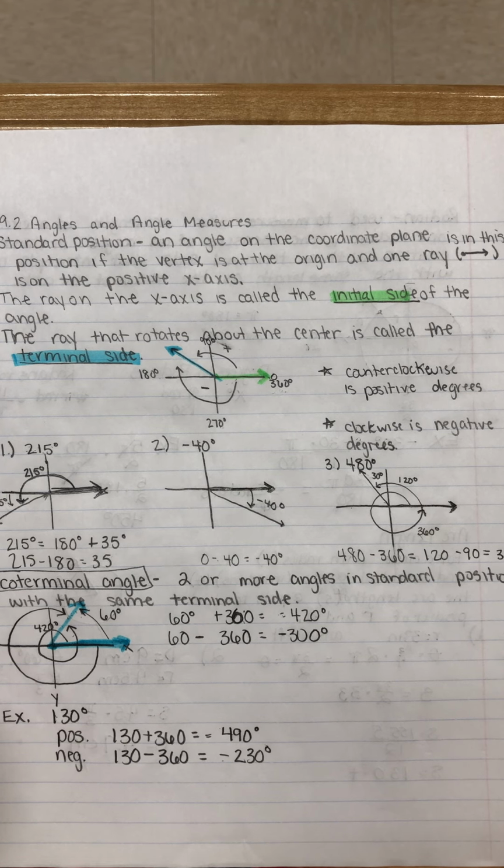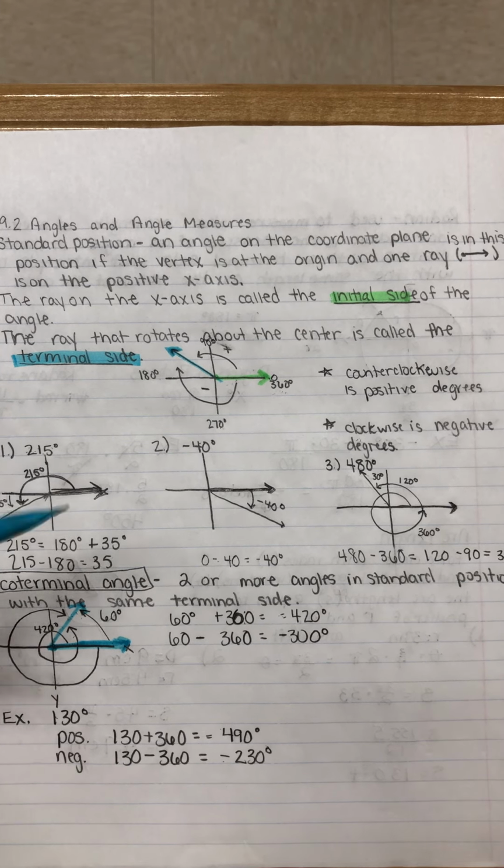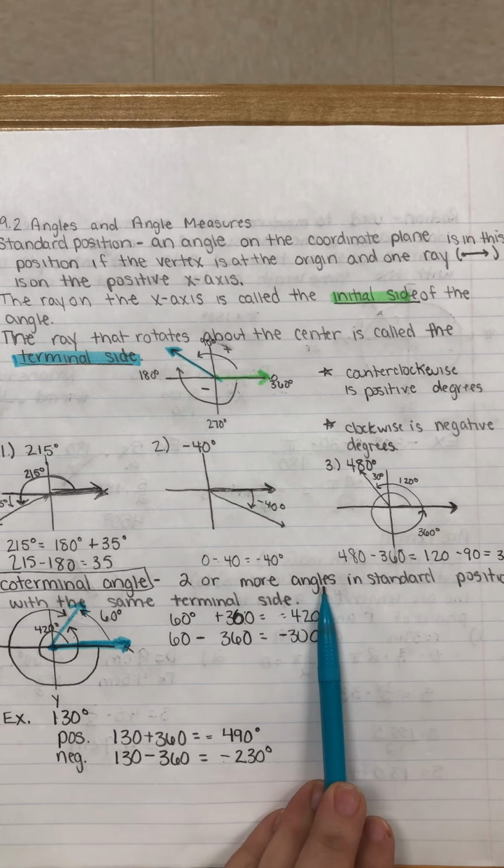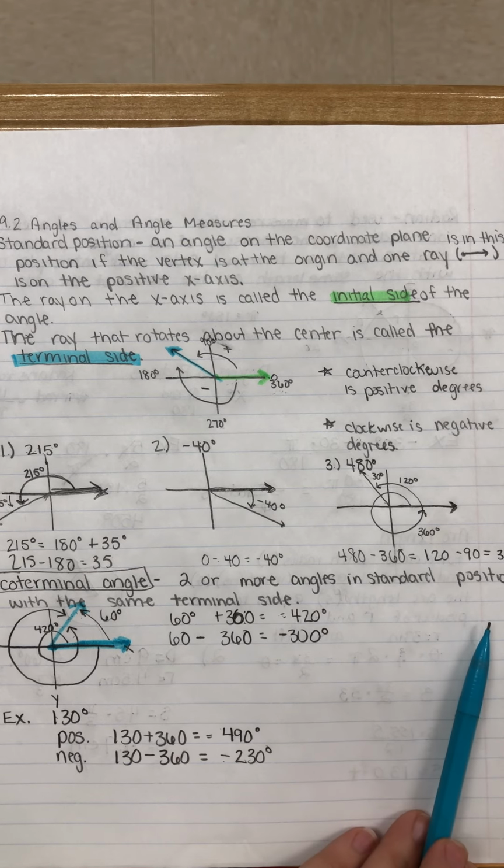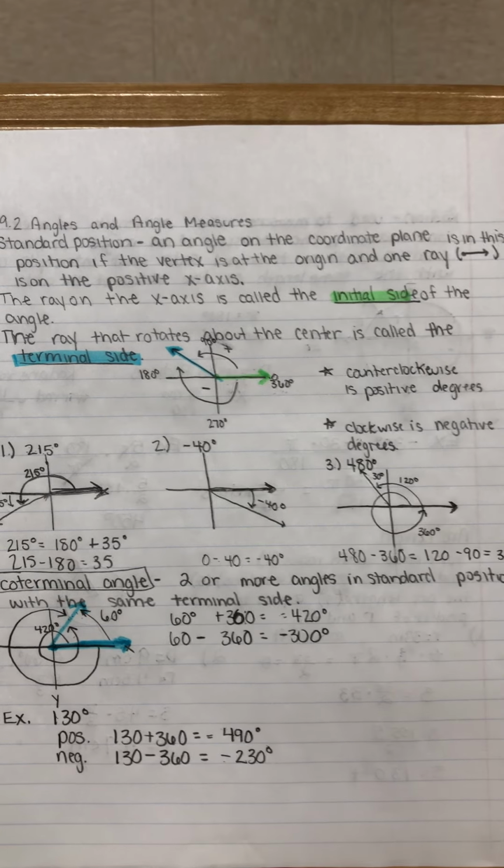Okay, last definition for this part is coterminal angles. So coterminal angles, co means two or more. It is two or more angles in standard position with the same terminal side.